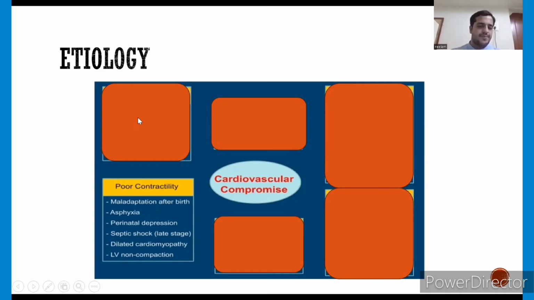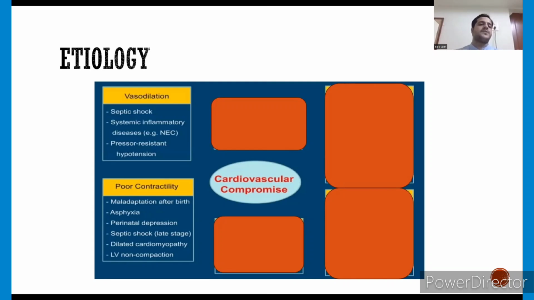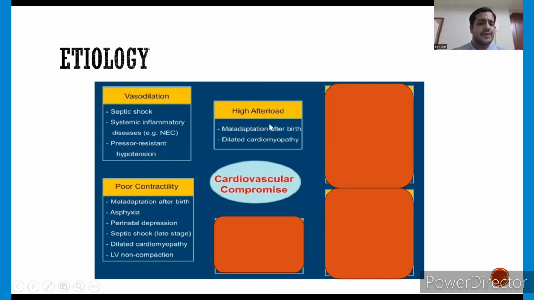Or dilated cardiomyopathy because of any reason. So that all will lead to poor contractility. It may be because of vasodilation, as happens in septic shock, or maybe a systemic inflammatory response. It may be because of high afterload, which happens in cases of transitional hypotension. What I just told, transitional, when a newborn is transitioning from in utero to the ex utero environment, sometimes especially the preterms, they are not able to cope up with the increase in the afterload.